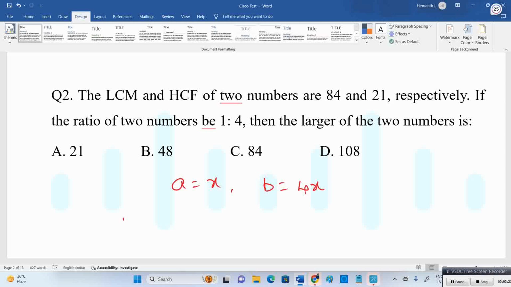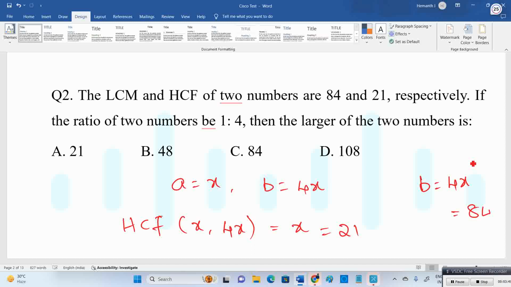Now the HCF for these two is nothing but x, which is common in both. The highest value common in both is x, because the first number is x only. The maximum common factor is x. I cannot go beyond that. So x is nothing but the HCF, which they already gave in the question. HCF is 21 means x equals 21. The larger number is 4x. As you mentioned, 4 into 21, 84 is the answer.